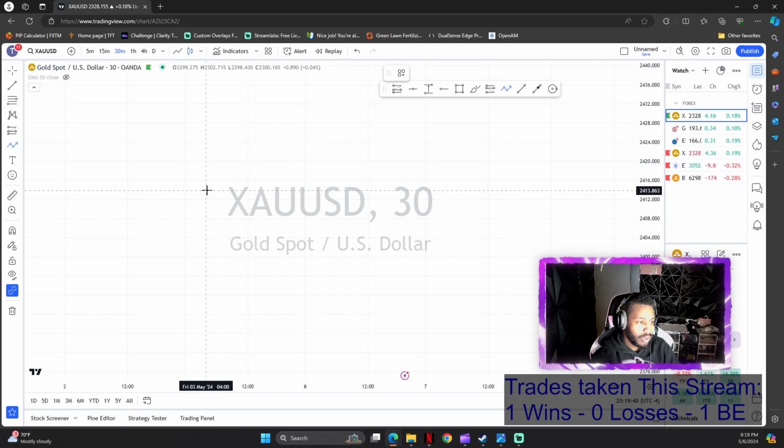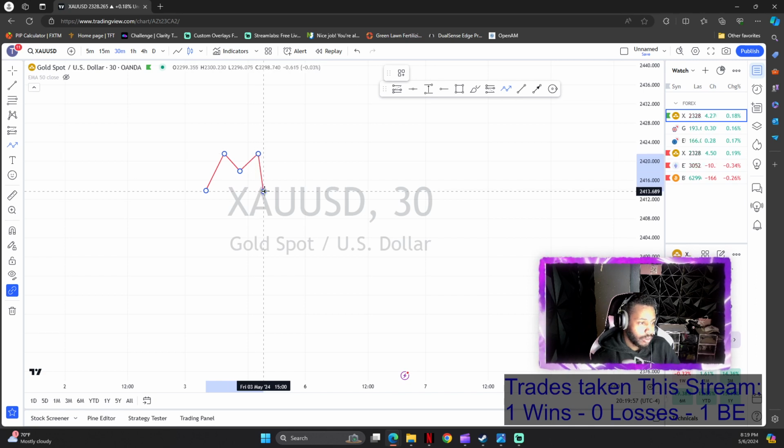Some people say they want to see 3 touches at a level to deem it a valid level, but for me, I just need to see 2 touches in opposite directions, right? 1 in each direction. So I need to see 1 level act as support and resistance at least 1 time. So, for example, let me give you an example right here.